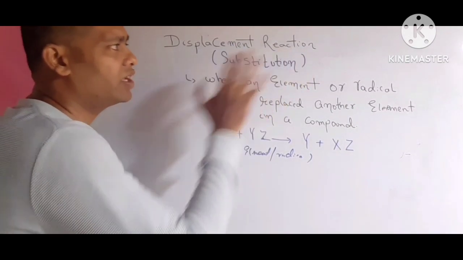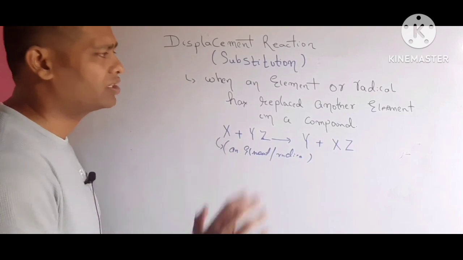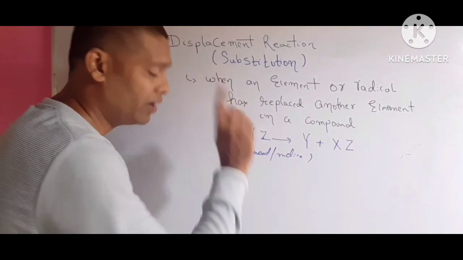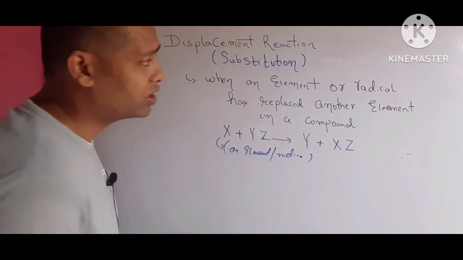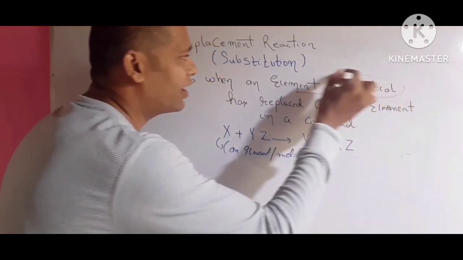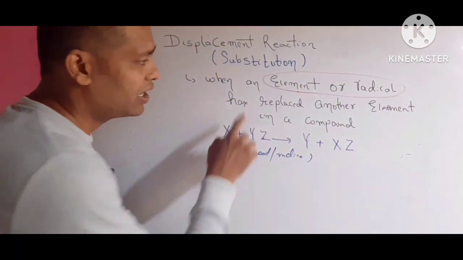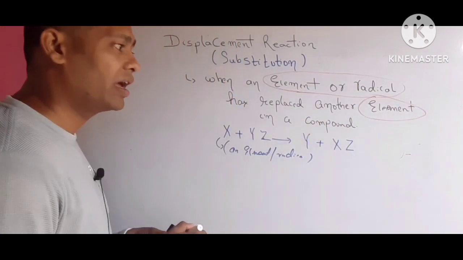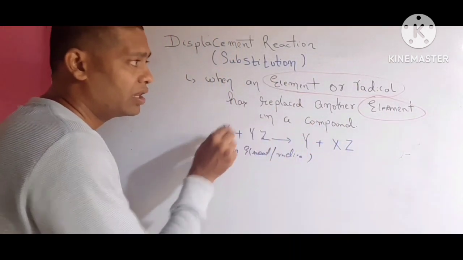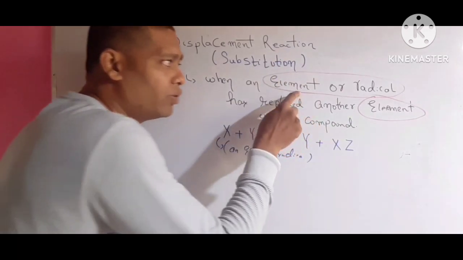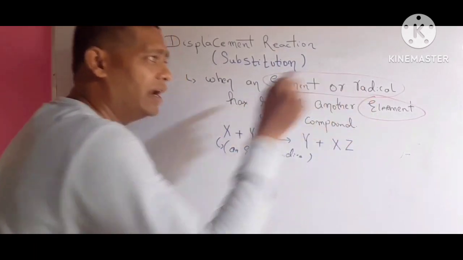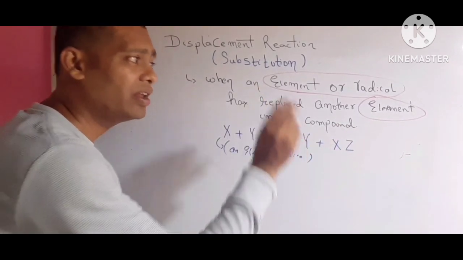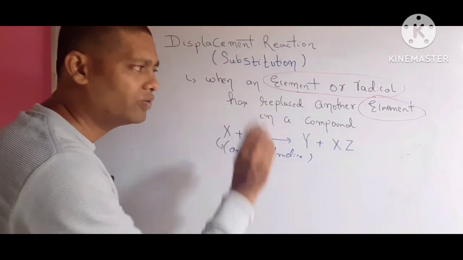Displacement and substitution are the same thing. So what they say is, when an element or radical, remember, they are focusing on this one, it can be an element, it can be a radical, has replaced another element in a compound. The one who is replacing is always an element or a radical. The one being replaced is always an element in a compound, a part of the compound.